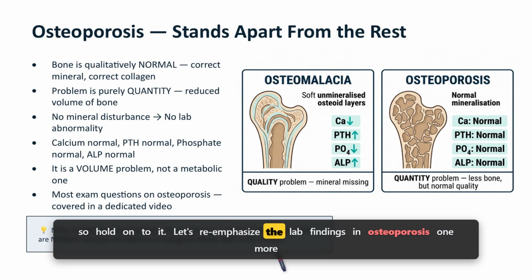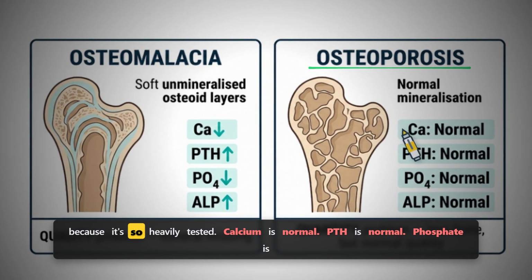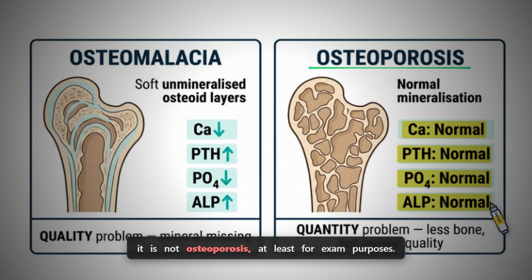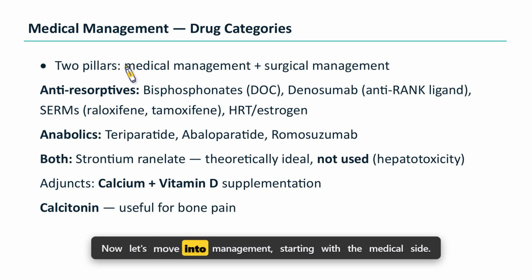Let's re-emphasize the lab findings in osteoporosis one more time, because it's so heavily tested. Calcium is normal. PTH is normal. Phosphate is normal. And ALP is normal. If any of these are abnormal in a question stem, it is not osteoporosis, at least for exam purposes. Now let's move into management, starting with the medical side.